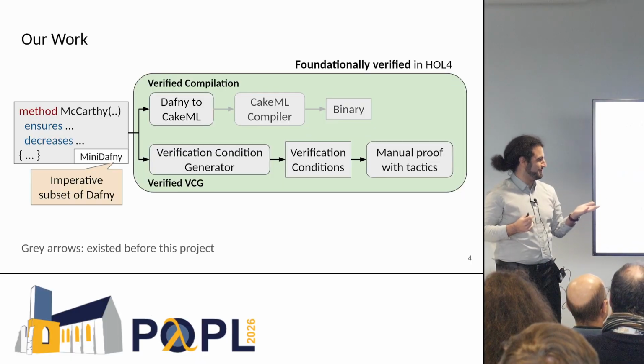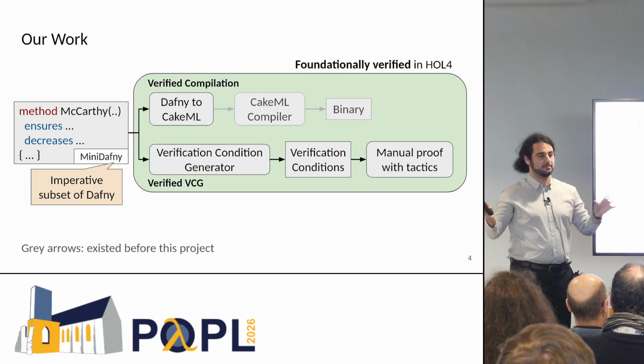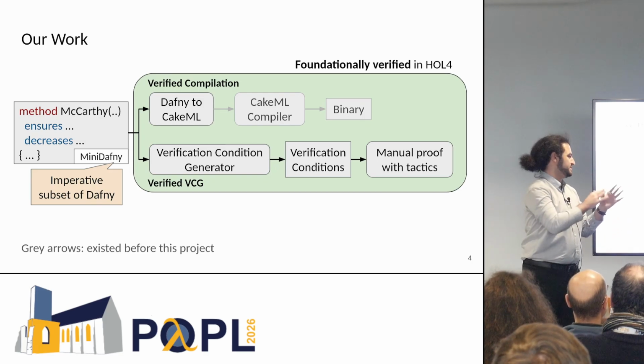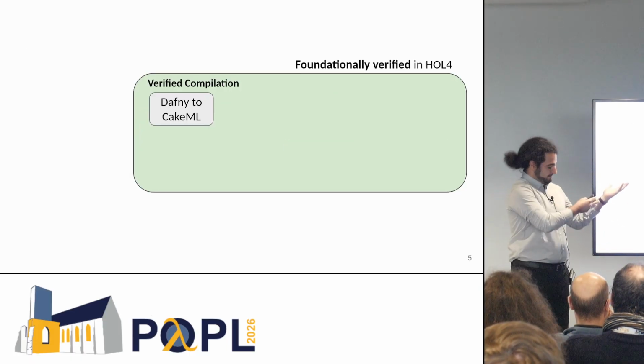And all of this work has been done in the world's second best theorem prover, HOL4, and it's foundationally verified. And what I mean by that is we have some AST, we have the semantics, and all the proofs and components have been verified with respect to that one semantics. OK, so let's talk a bit about the compiler.